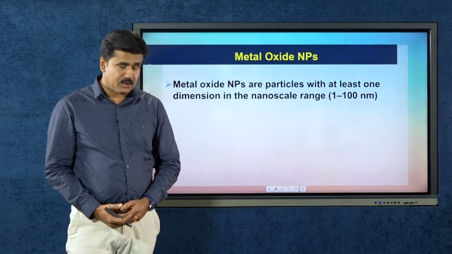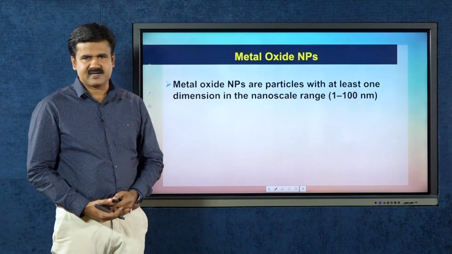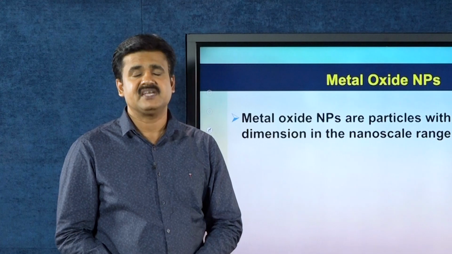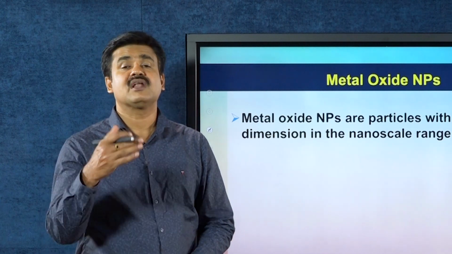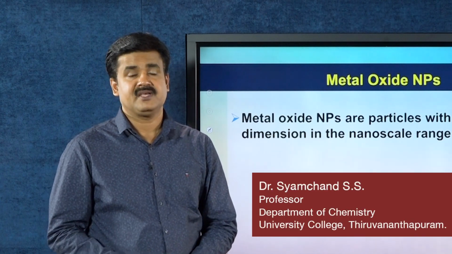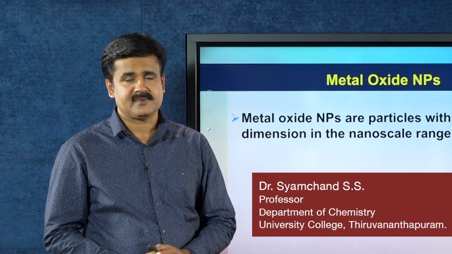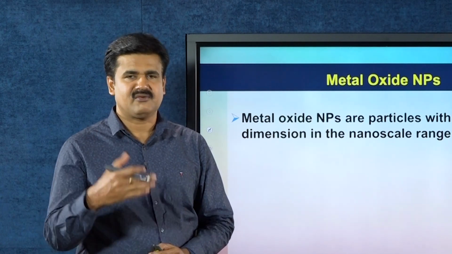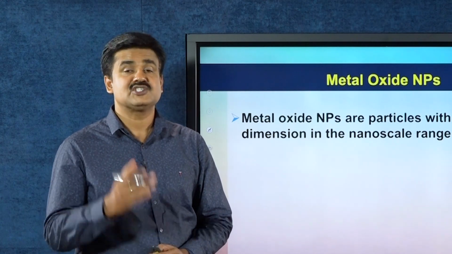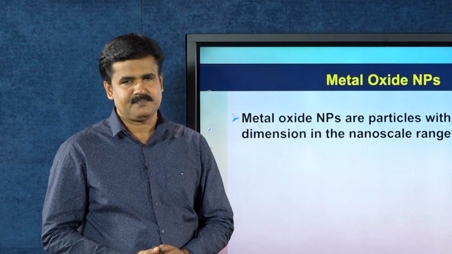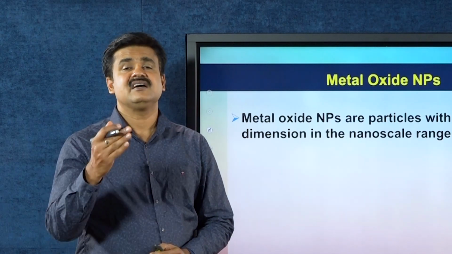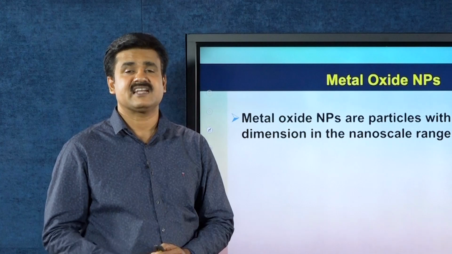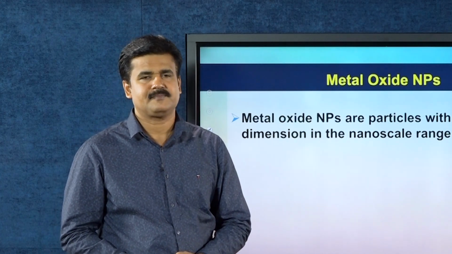Metal oxide nanoparticles are nanoparticles with at least one dimension in the nanoscale range, that is 1 to 100 nanometer. We are all aware of nanomaterials. Nanomaterials are materials in which at least one dimension, that is either along x direction, y direction or z direction, should be in the nano regime. Nano regime means the nanometric or nanoscale measurement. It lies in the range 1 to 100 nanometer.